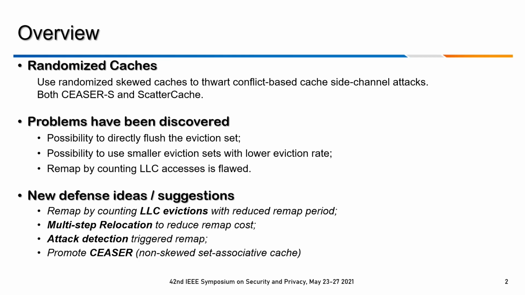To this end, we propose several ideas in this presentation. We need to count the remap period by LLC evictions and further reduce the remap period. Using multi-step relocation can reduce the cost of each remap. Instead of periodic remaps, triggering remaps when under attack might be a good idea. Also, we are in favor of the non-skewed set-associative caches rather than the skewed ones.